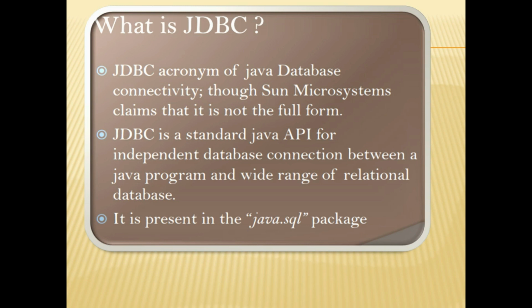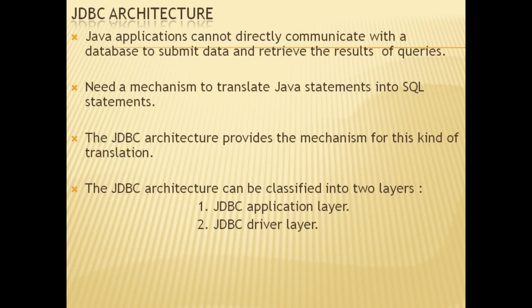So let's see the JDBC architecture. Java applications cannot directly communicate with a database to submit data and to retrieve the results of queries. This is because a database can interpret only SQL statements and not Java language statements. That is the main point. For this reason you need a mechanism to translate Java statements into SQL statements. The JDBC architecture provides a mechanism for this kind of translation.